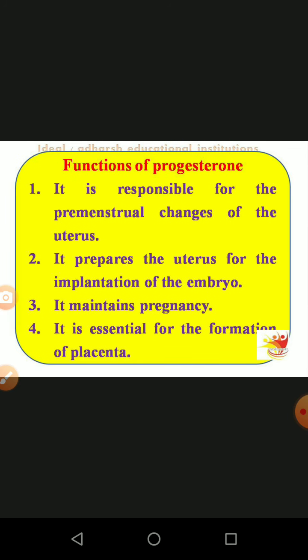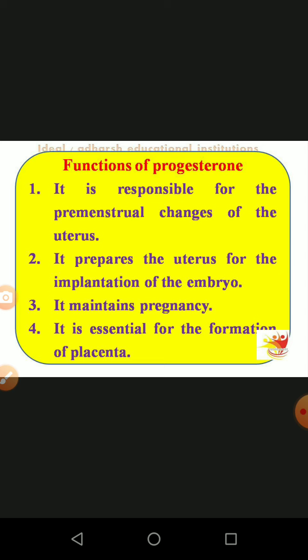And the next hormone secreted by the ovary is called progesterone. Progesterone also controls some basic functions. It is responsible for the premenstrual changes in the uterus. The uterus is one of the important organs where the implantation of the early embryo takes place. Implantation is when the egg cell, after fertilization, is converted into a diploid cell. The diploid cell undergoes continuous cell division and develops into the fetus. The fetus is nothing but a baby, safely located inside the uterus.